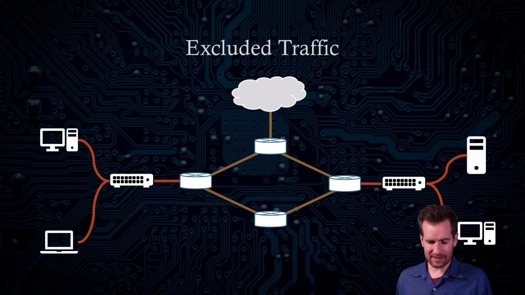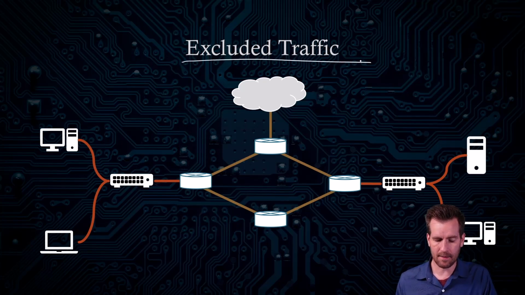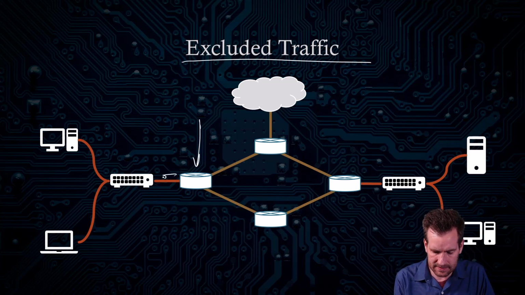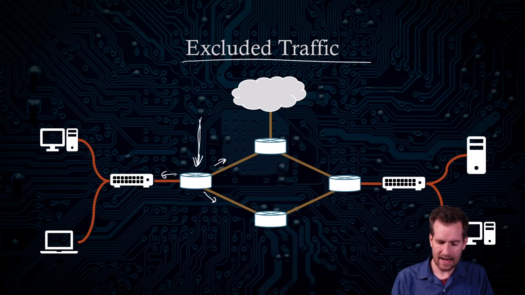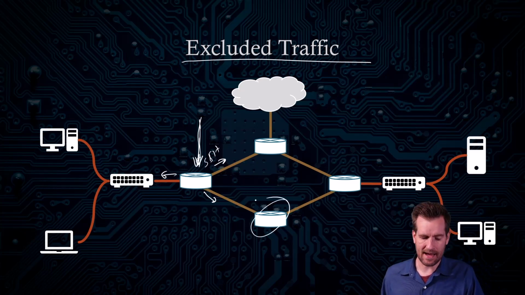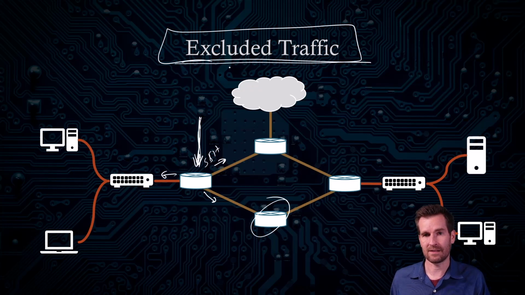Now, there is one little gotcha: this does not apply to traffic coming from the device itself. And what do I mean by that? Let's say I have ACLs that are blocking all of the SSH traffic going out of these interfaces. If I'm originating an SSH session from this router to another router, it will still be allowed because it's originating from the device itself. So just realize that it excludes the traffic coming from the device itself.